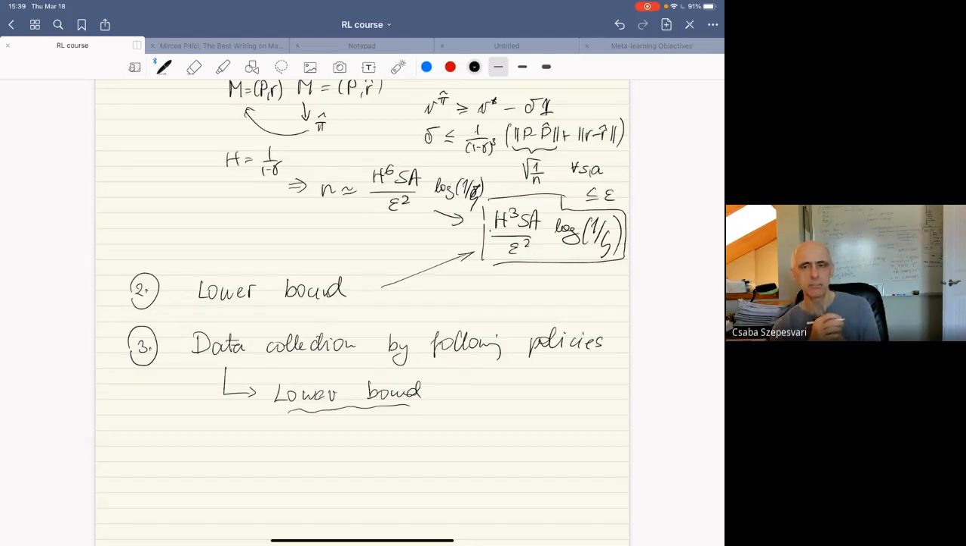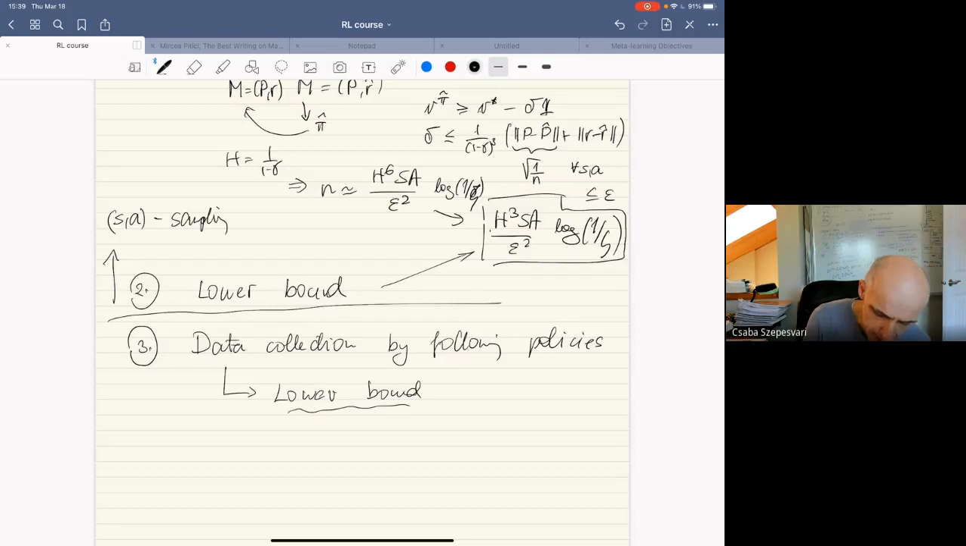Because if you start to follow a policy, then maybe the chances of visiting the state action pairs which are really important to decide what to do are going to be tiny, tiny, tiny. And because of that, passive data collection by following policies is exponentially worse than if you can do data collection by jumping to state action pairs. So there was data collection up to now by sampling state action pairs. So you have really strong control over how you're getting the data. There was nothing passive here. We decided to get the data in an active way.